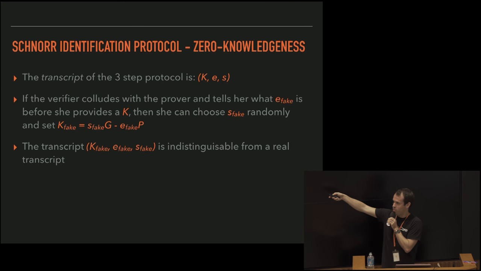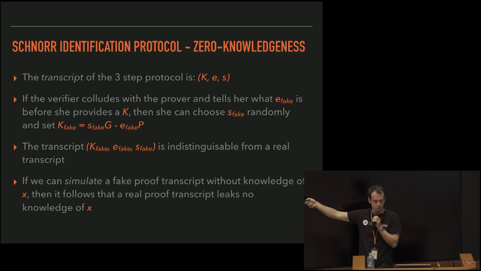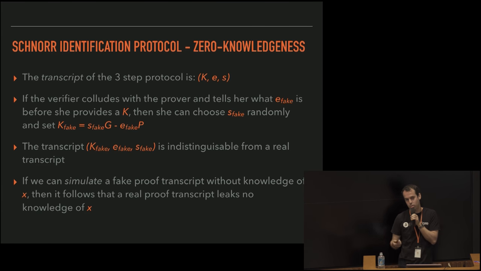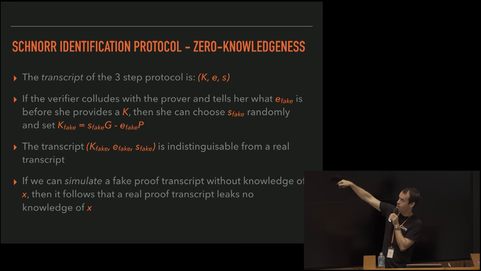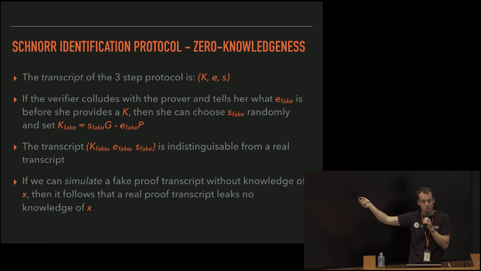So this fake proof obviously tells you nothing about X, right? Your simulation proof can be produced without knowledge of X, and your simulation proof is indistinguishable from the real proof. And so the real proof also must therefore tell you nothing about X.